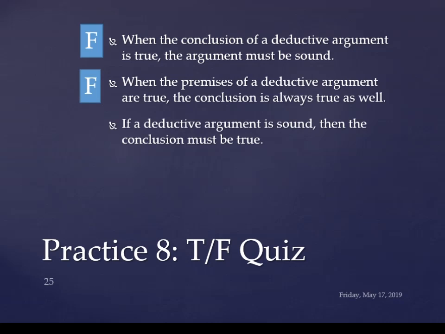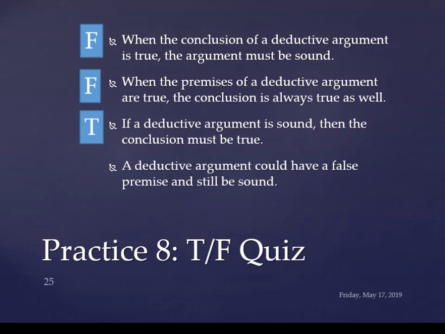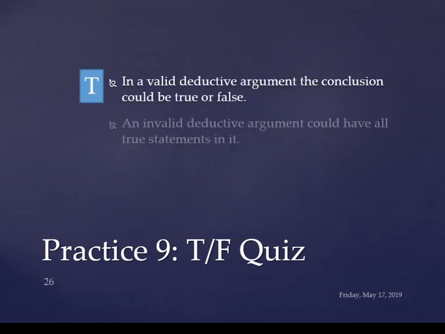Right, if a deductive argument is sound, then the conclusion must be true. That is, of course, true, because sound arguments are valid arguments plus true premises, and so that's going to have a conclusion that has to be true. A deductive argument could have a false premise and still be sound? Nope, you have to have all true premises. All right, I'll let you go through these other ones.